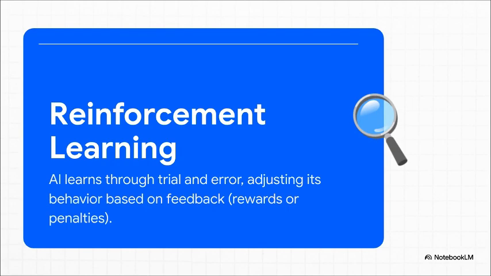The idea is actually super intuitive. It's pretty much how we all learn. You try something, you see if it works, and you adjust your approach for the next time. AI does the same thing, just on a massive scale, using a system of digital rewards and penalties to guide its behavior toward the best outcome.